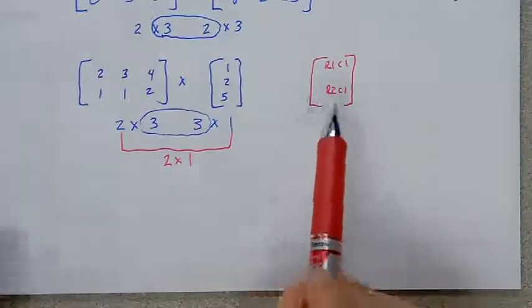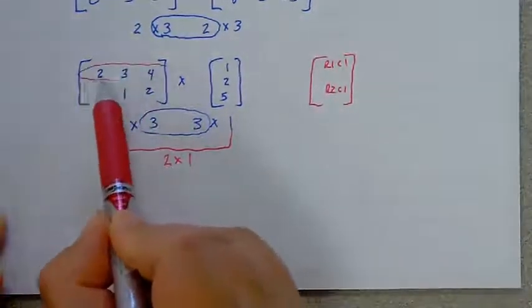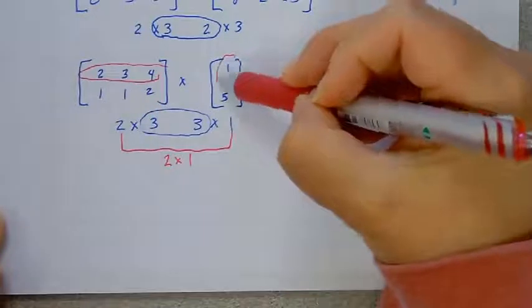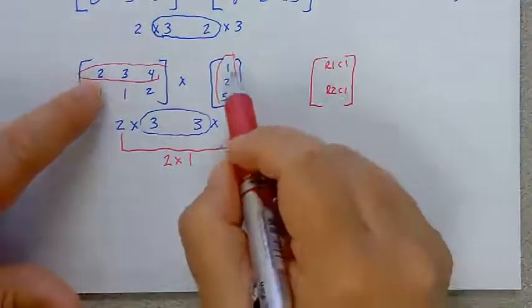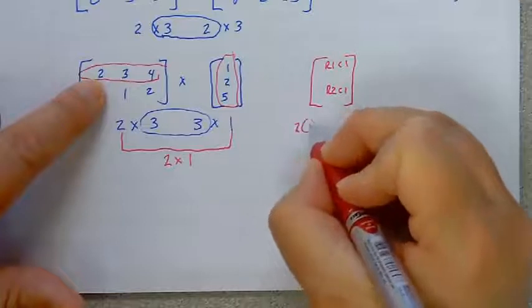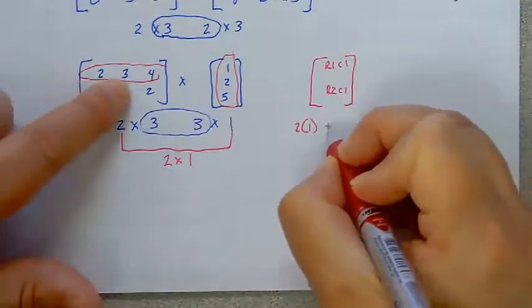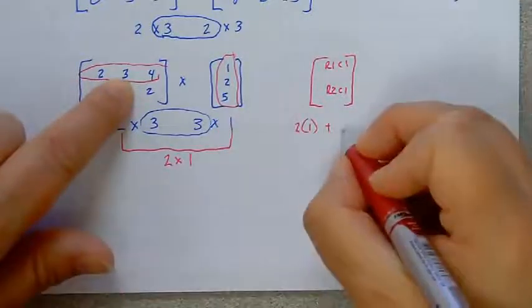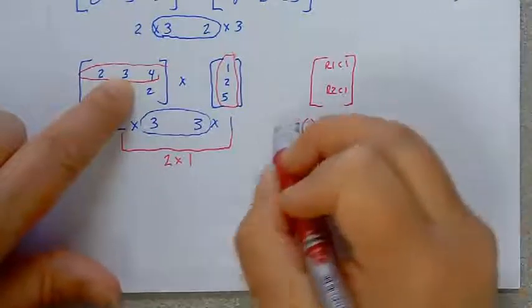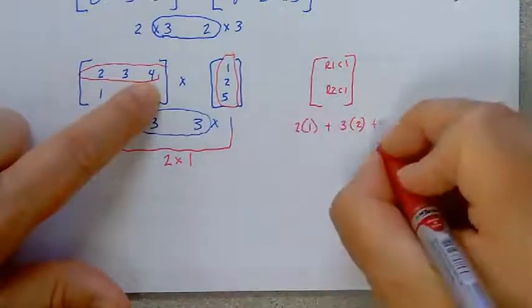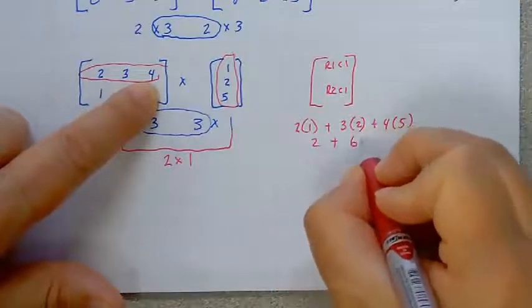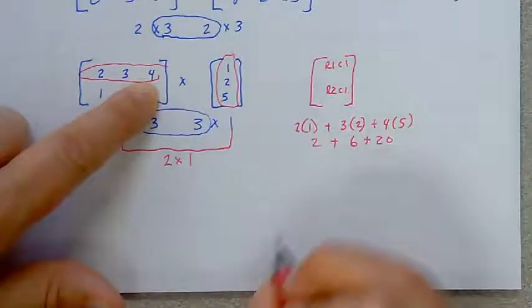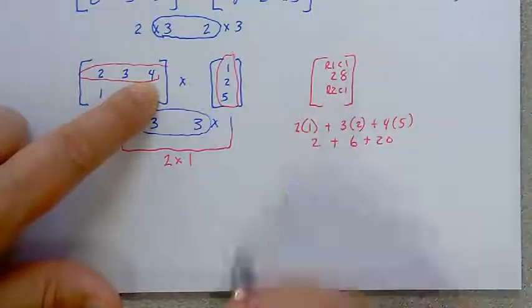This one uses row 1 and column 1. So I've got 2 times 1, which is 2, plus the second elements, 3 times 2, plus the third elements, 4 times 5. So 2 plus 6 plus 20 is 28. So that's what goes in this first spot.